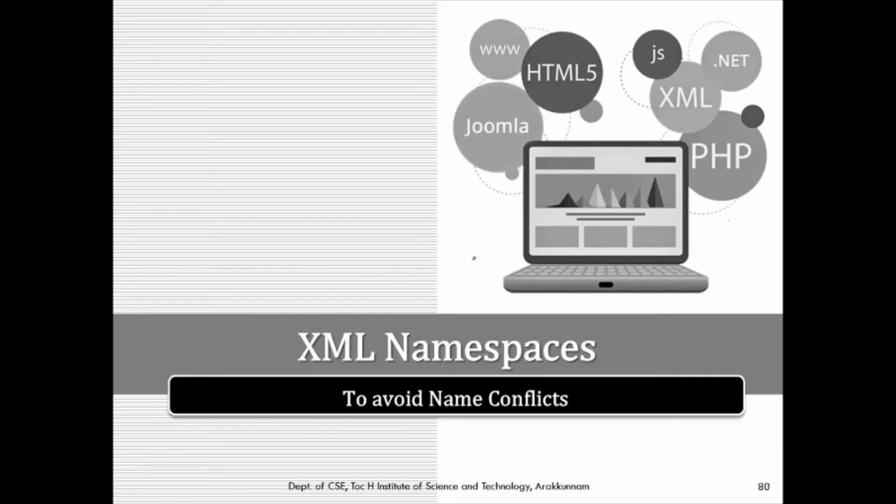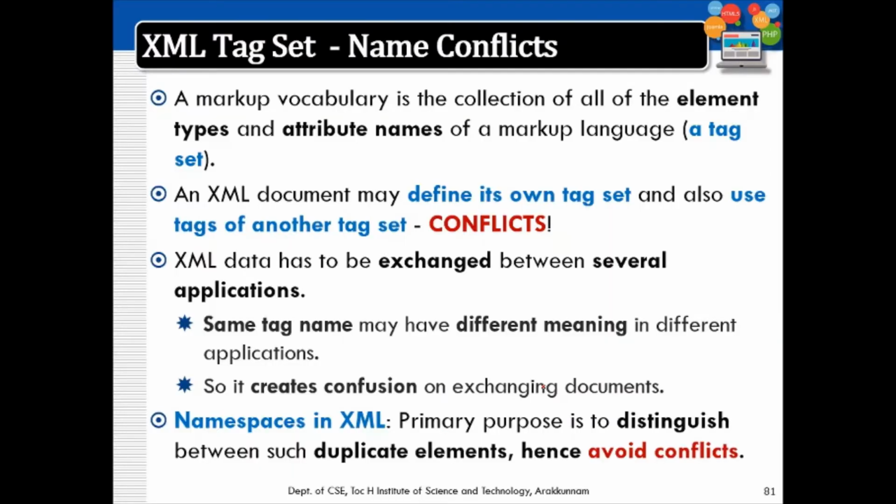The next topic in XML is XML namespaces. Namespaces are used to avoid name conflicts in XML. We will see how it avoids them. So, XML tag set, we have already seen that an XML tag set is a custom tag set.